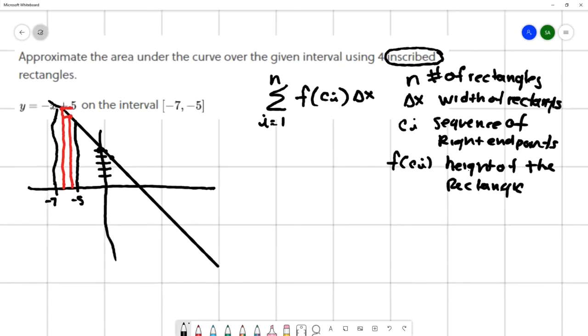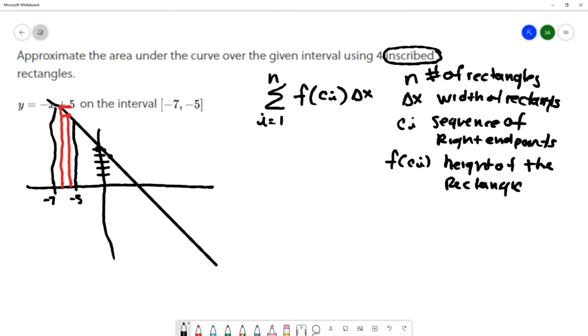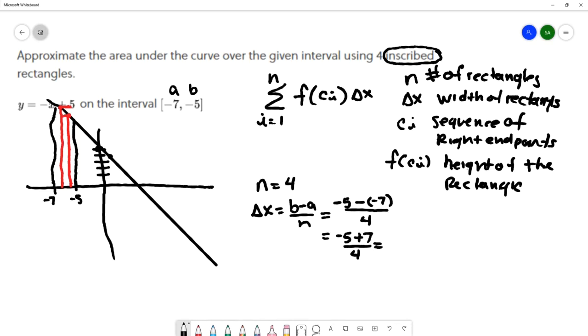So we have some work to do in designating what actual values go with these formulas. For n, the number of rectangles, we have 4 rectangles. Delta x, the width of each rectangle, we have a formula for that, and that is b minus a over n. The interval given is -7, -5, and those are our a and b. So that's going to be -5 minus -7 over 4. -5 minus -7 is -5 plus 7, over 4. That's 2 over 4, which is 1/2. Our delta x is 1/2.